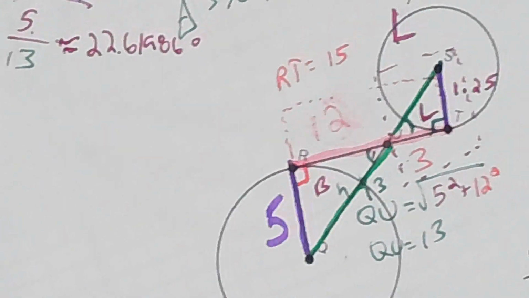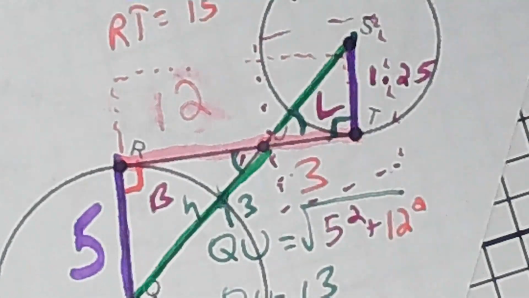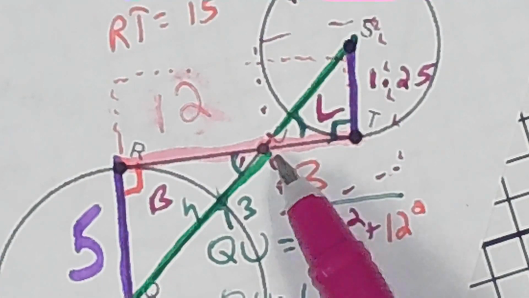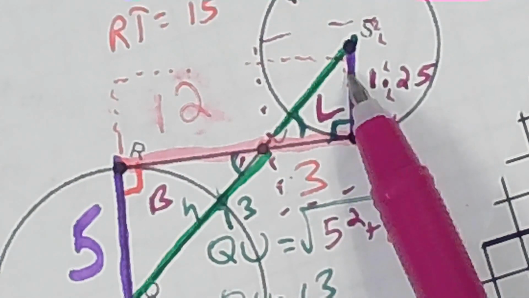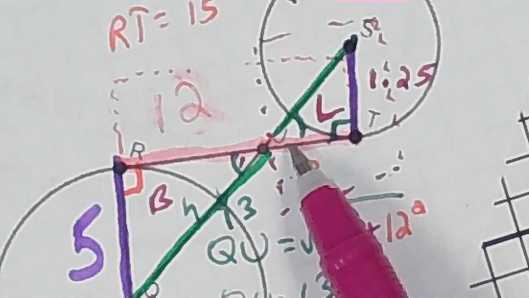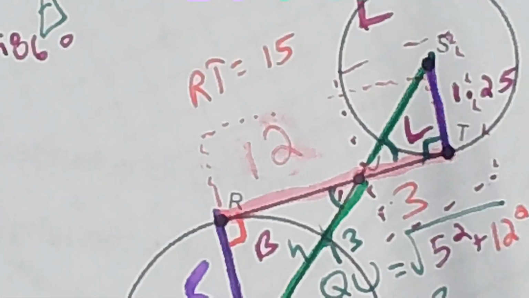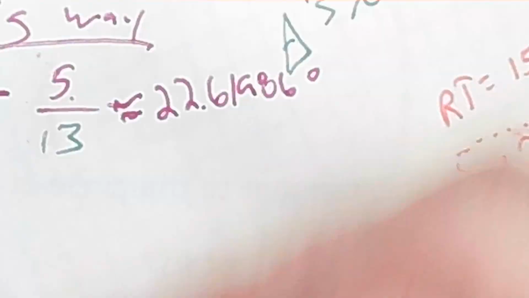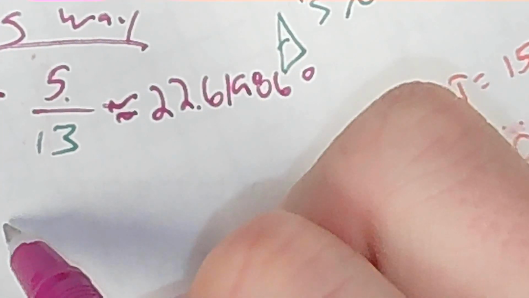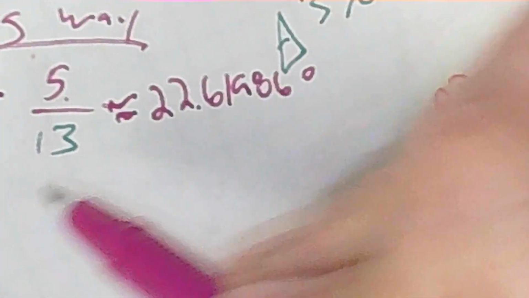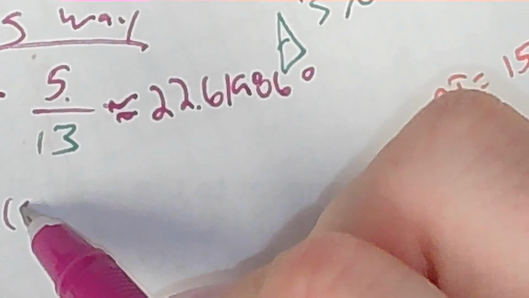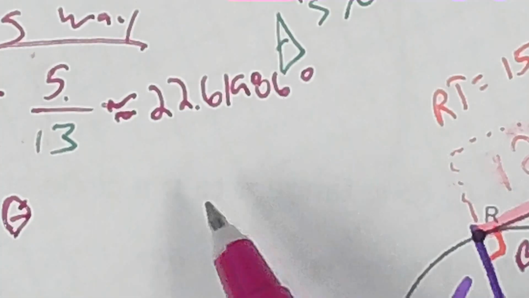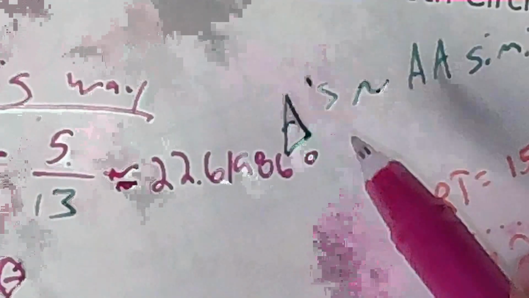Let's zoom in. All right, so I have this line segment, and I'm trying to find this line segment. So opposite over adjacent, I'm using the tan function. Okay, so I'm going to say my angle was 22 point something. I'm just going to say theta, because I don't want to write that thing down.